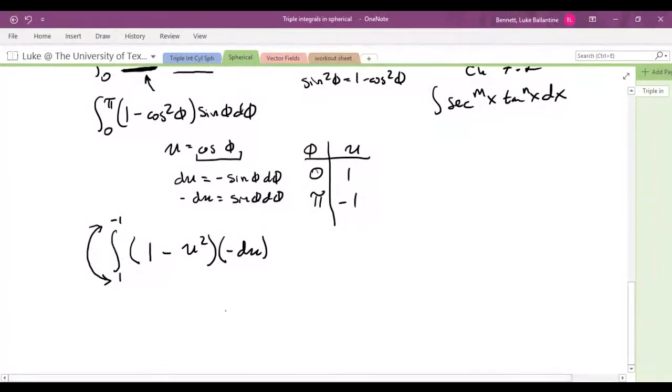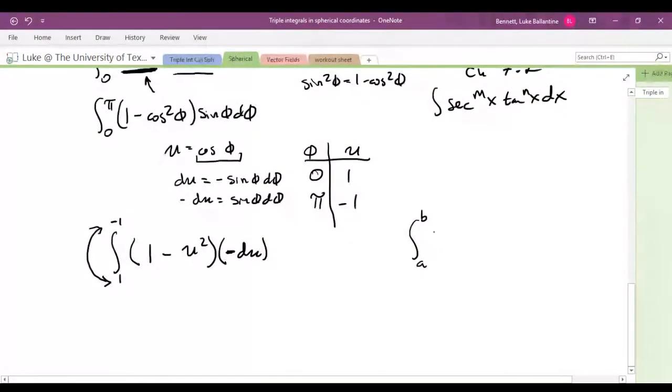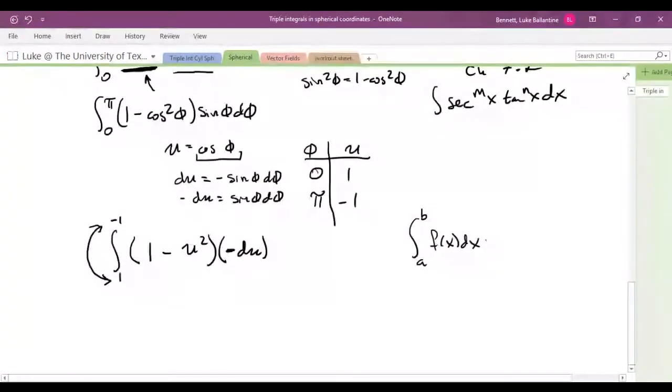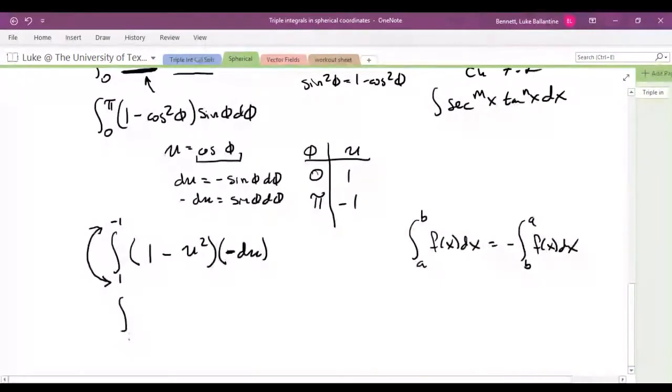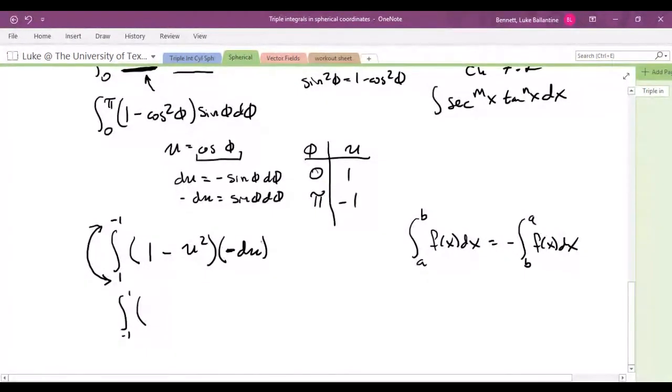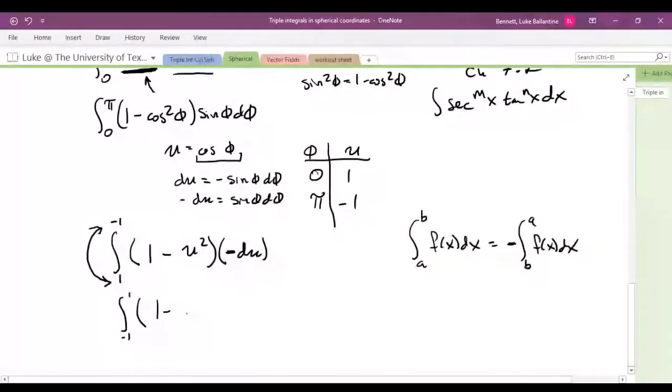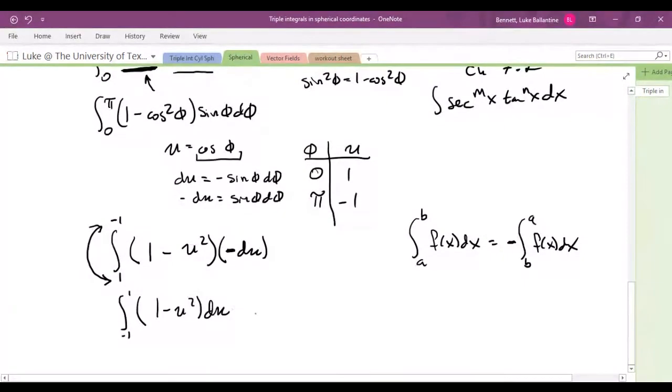Yeah, exactly. We have a negative sign right here. And then remember that the integral from a to b of f of x dx is equal to the negative integral from b to a of f of x dx. So that works out perfect for us. We can flip this, negative 1 to 1, and flip this constant would be pulled out front, and then that would turn positive with this one. And so we have 1 minus u squared du.